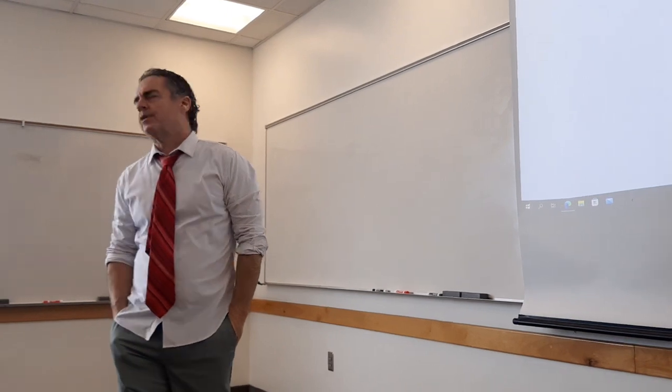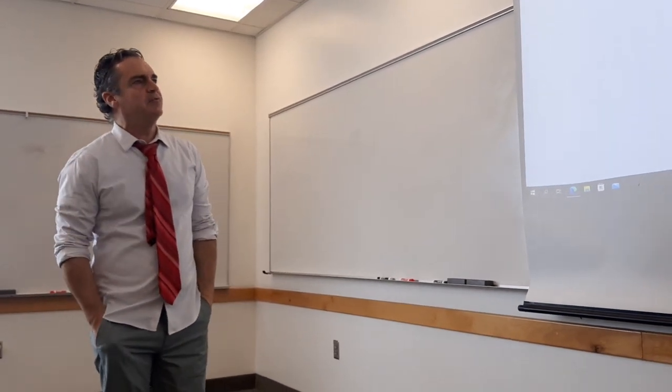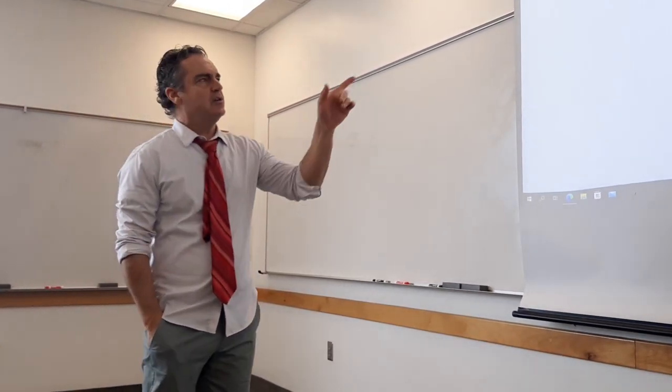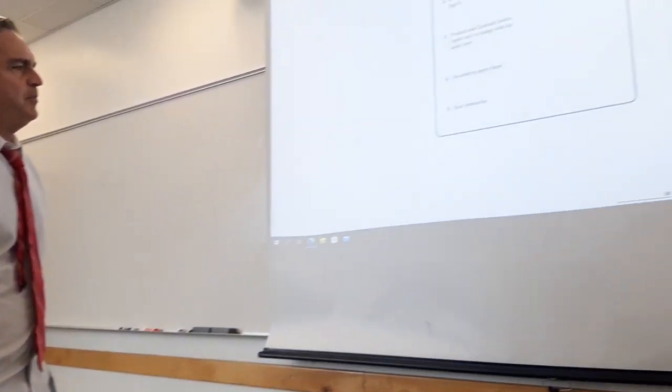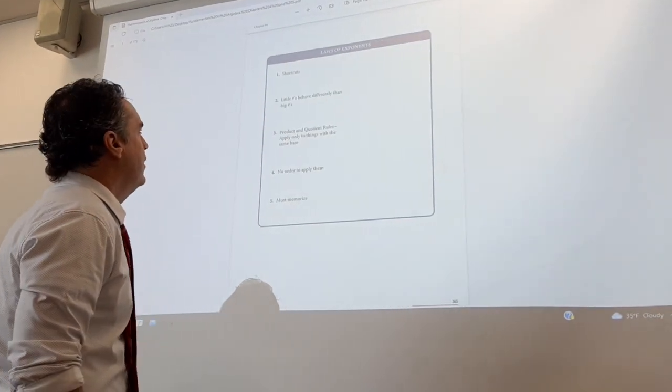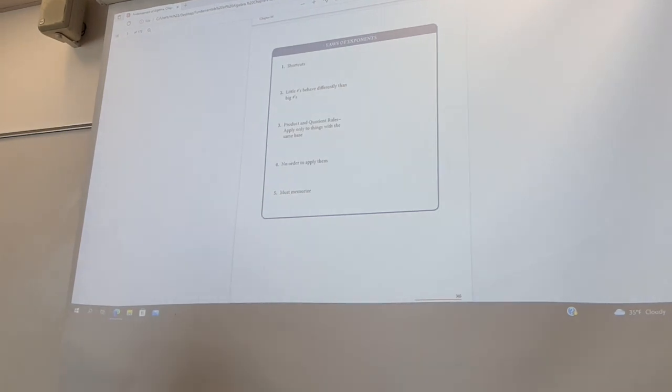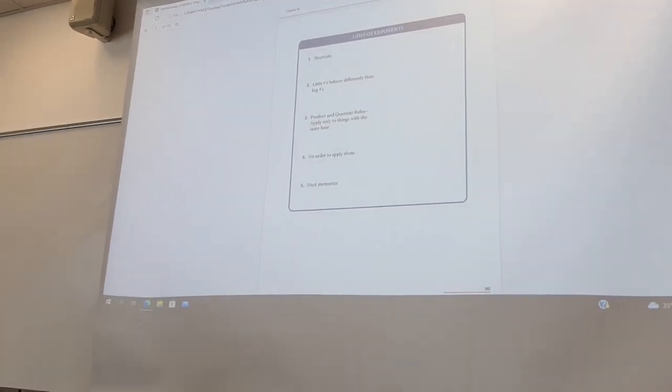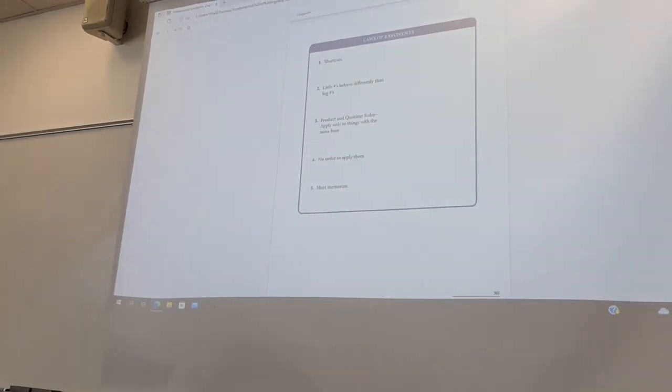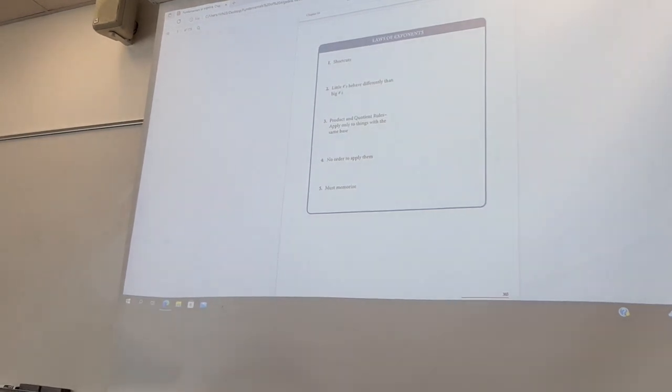And I'm going to draw a little example of each of these 5. Let's go ahead and just focus on this page 365, these 5 things. So the first thing I want you to understand about the laws of exponents is they are shortcuts.